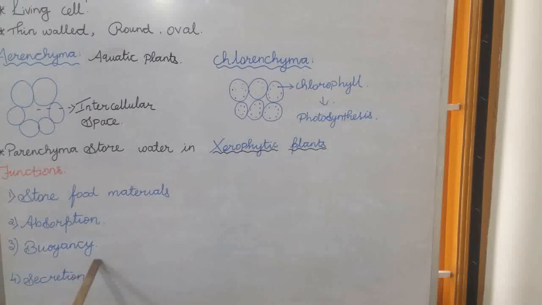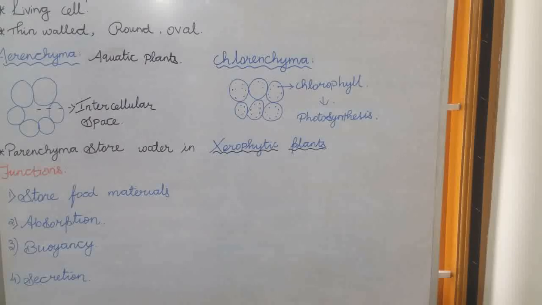The third is buoyancy. The buoyancy character is responsible for the floating of plants in hydrophytes. What is meant by buoyancy? It is responsible for floating the plant on the water. Okay. The fourth one is secretion. The parenchyma cells secrete certain enzymes. So, it also does the function of secretion. Okay guys.